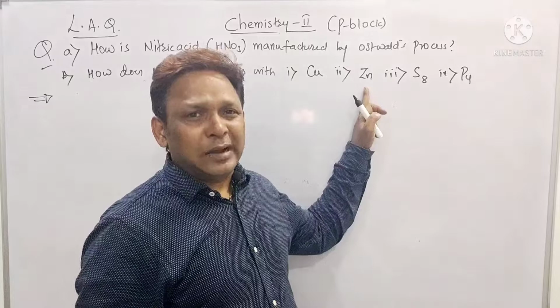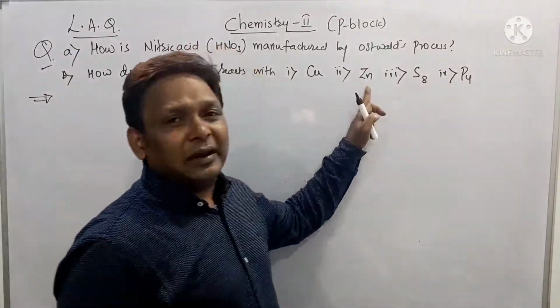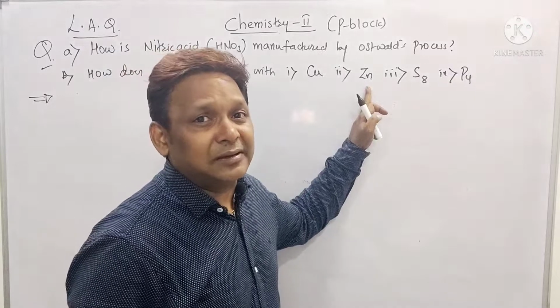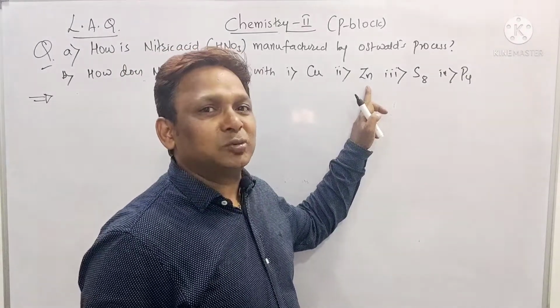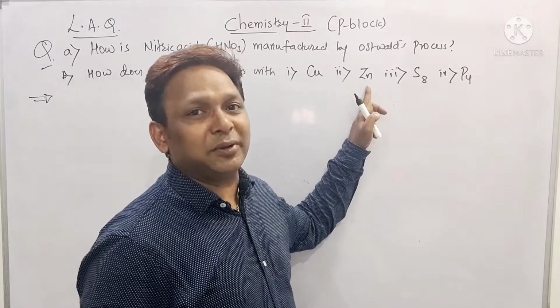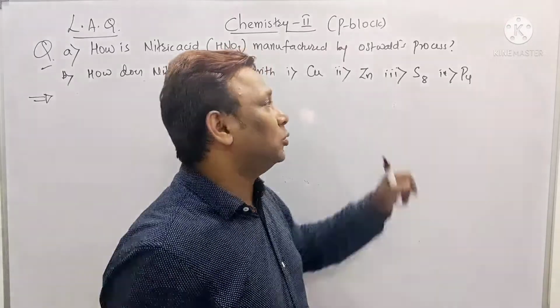Zinc with dilute nitric acid gives rise to zinc nitrate, Zn(NO3)2 plus H2O, and it gives rise to, beta, what is that? N2O gas, because it is dilute. But if it is concentrated, it gives rise to NO2 gas.